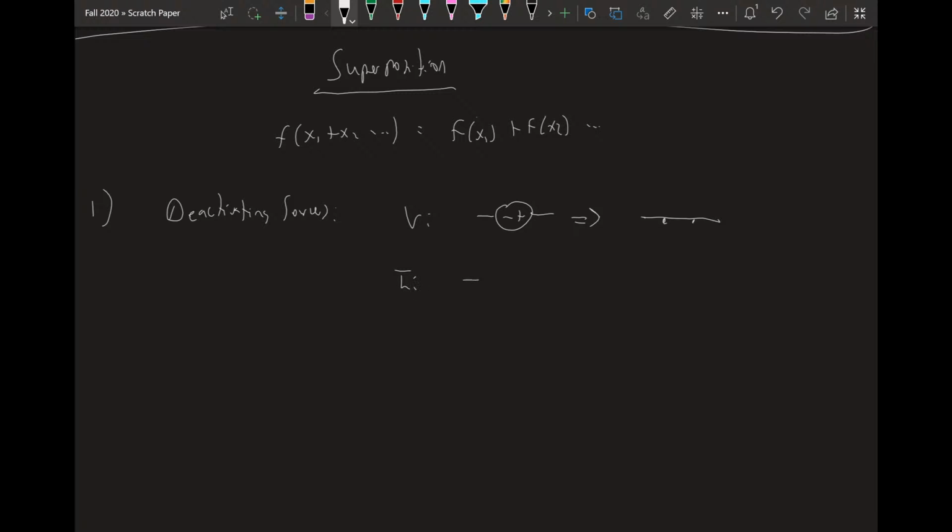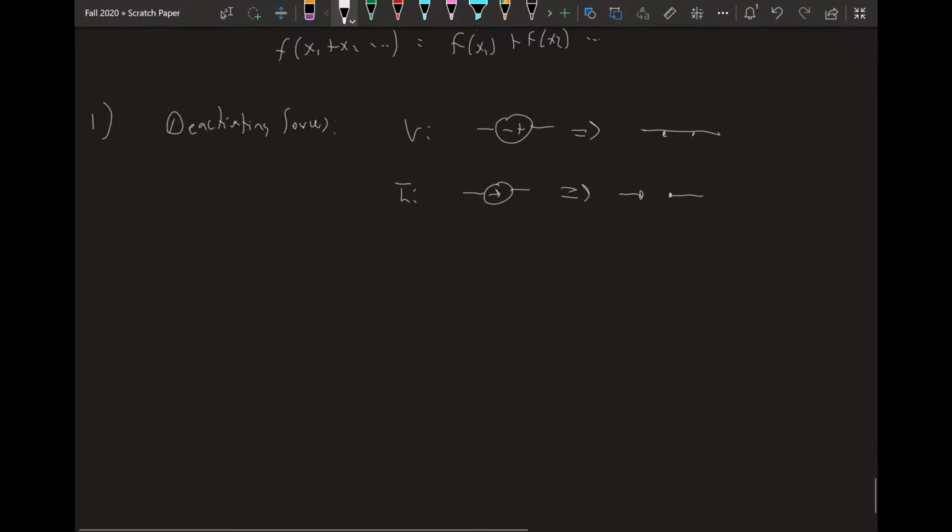A current source keeps a constant current across its terminals. To deactivate, you want 0 current across its terminals. That can be modeled as an open circuit. So once you deactivate all but one source, you're going to solve the circuit and find the output you're interested in for that one source's effect.